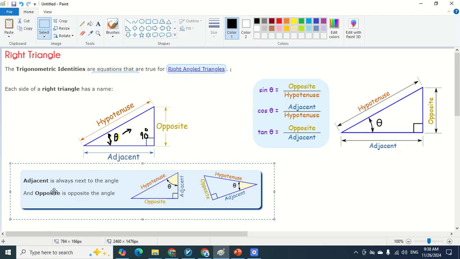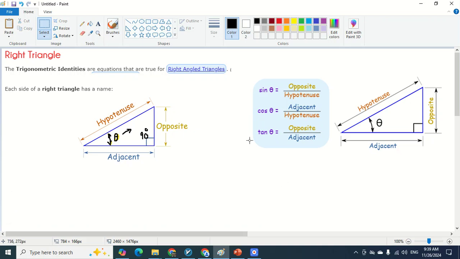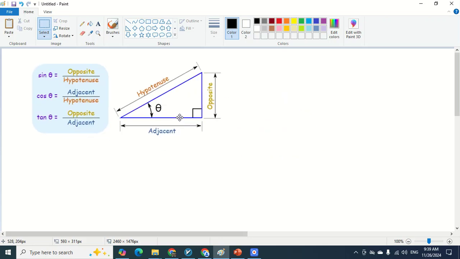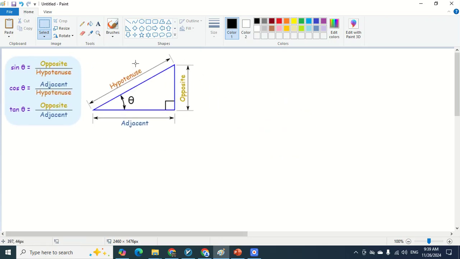As you can see, adjacent is always next to the angle, and opposite is opposite the angle as well. So if we consider theta at the other side, then the location of the opposite will change based on that definition. As you can see here, we define the trigonometric functions or trigonometric values based on a given right triangle.